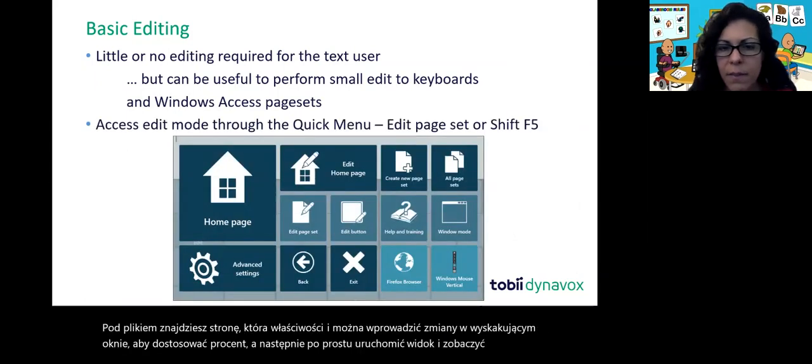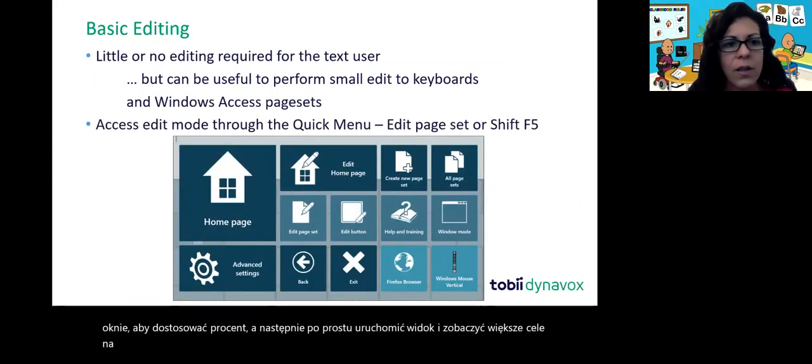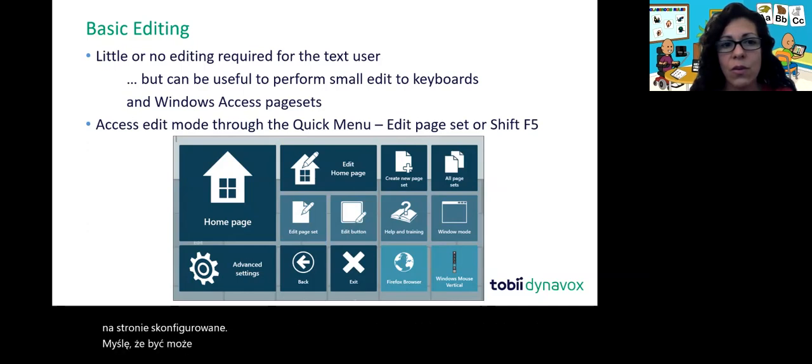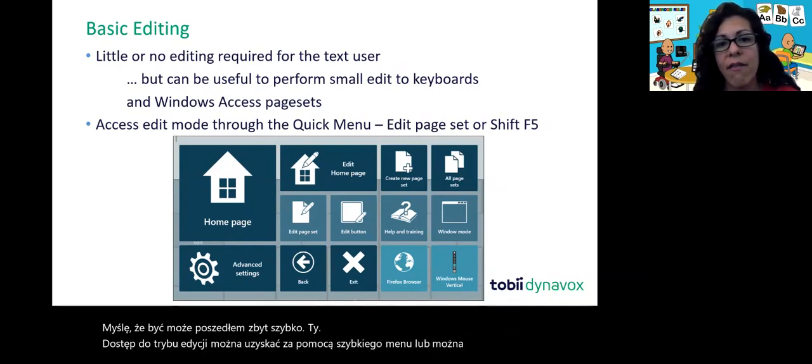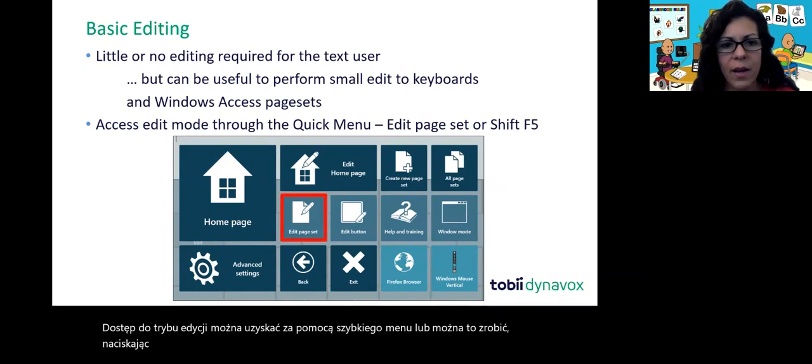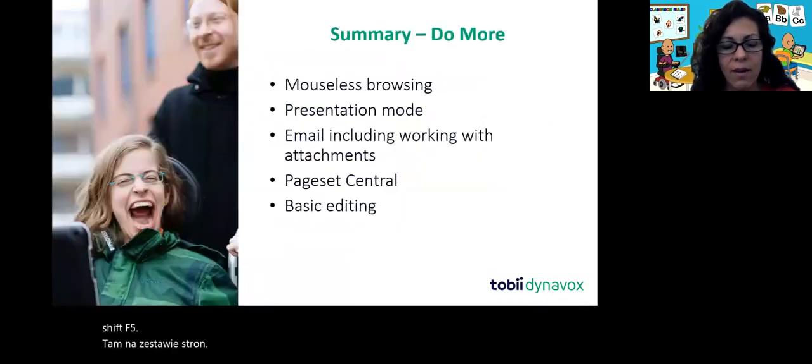I think I may have gone too fast. You access edit mode through the quick menu. You can also do it by pressing the shortcut F5, Shift F5. There, edit page set. Okay, so now you've seen how to do that.